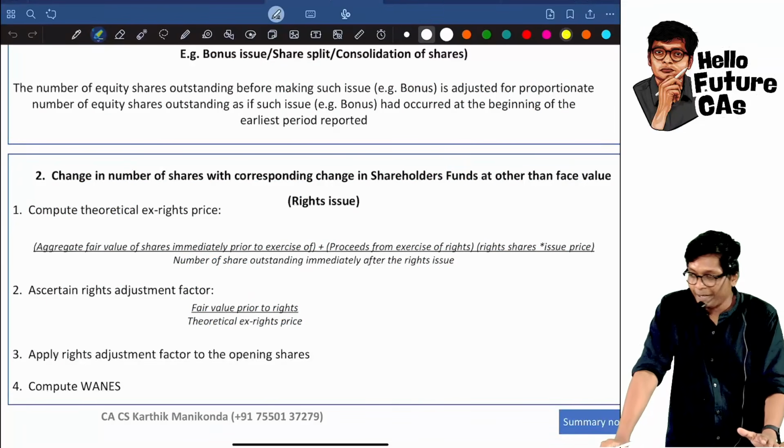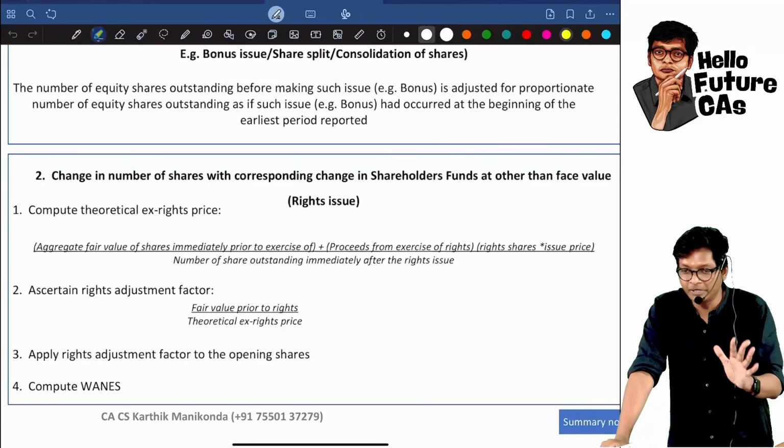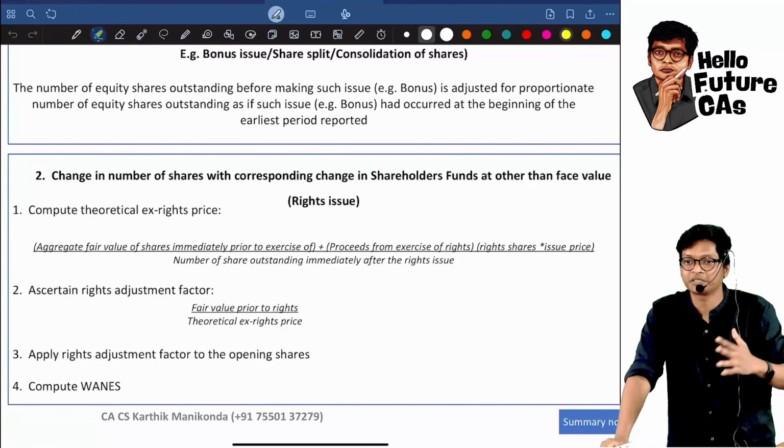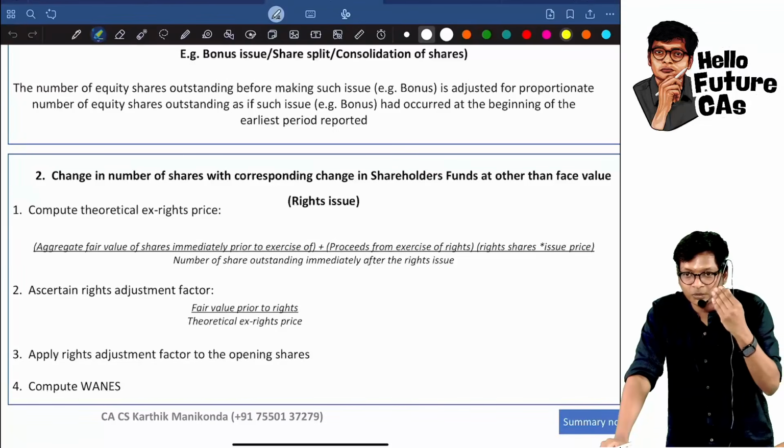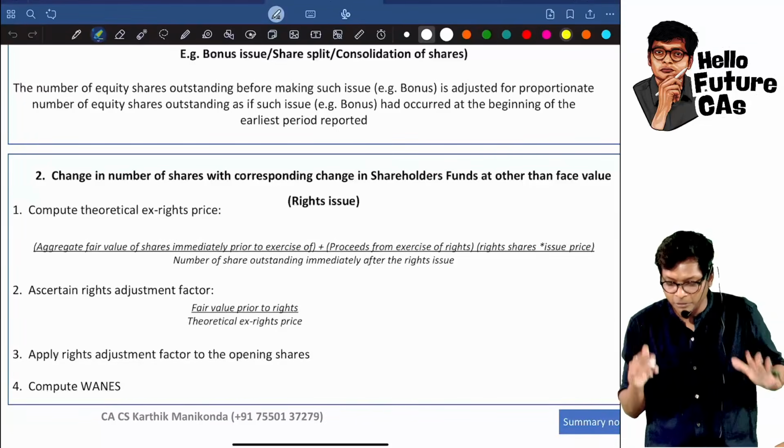Sir, I don't understand anything, sir. No problem. For the exam, mug up these 4 steps. Follow these 4 steps and you will easily get through the exam. Sir, no, tell me what to mug up, sir.